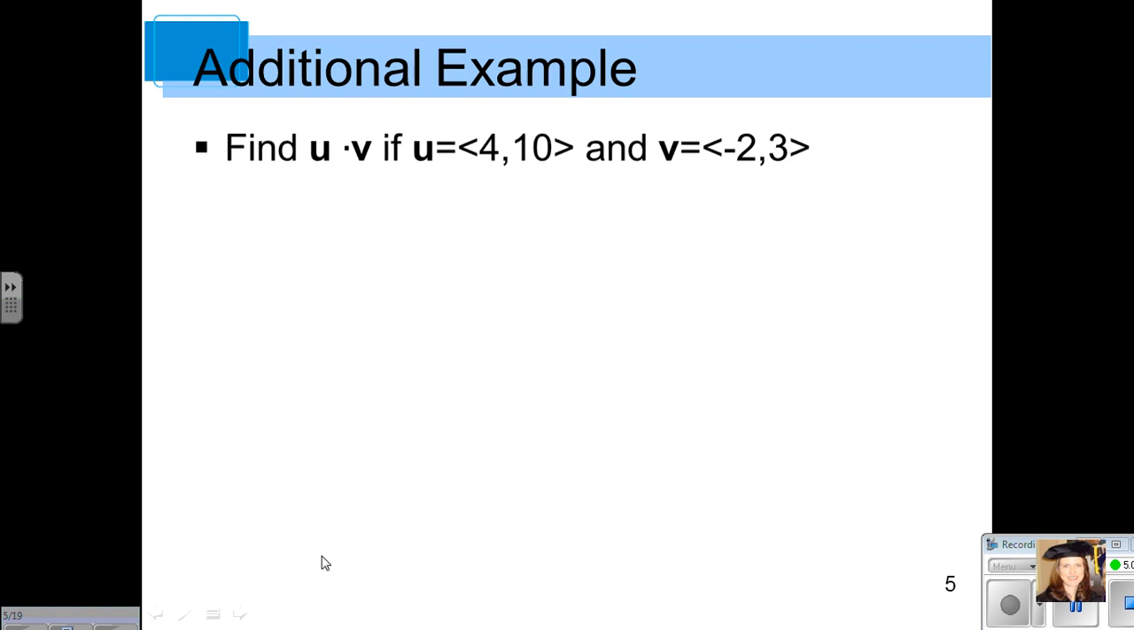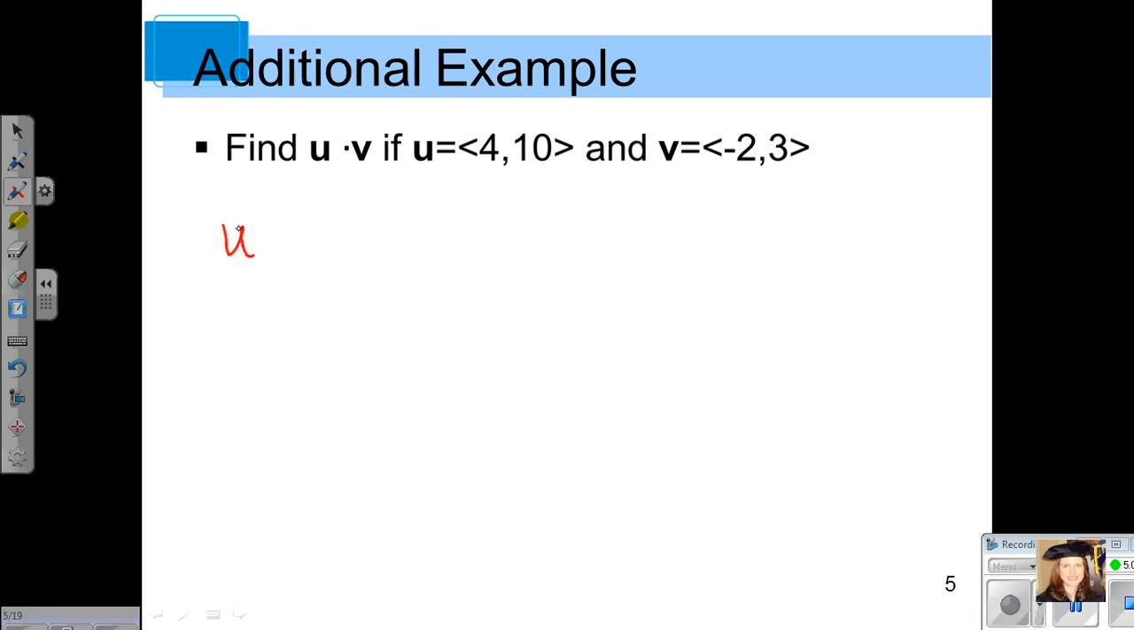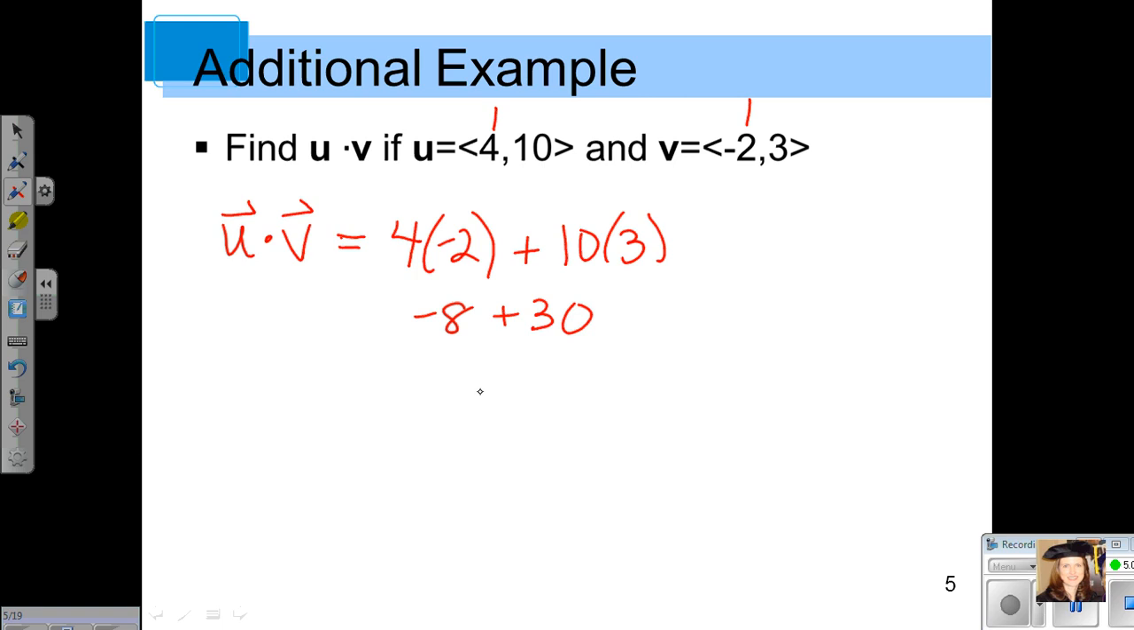Here's an additional example I'll work through with you. We want to find u dot v. If u has components 4, 10, and v has components -2, 3, let's find the dot product. All right, so what we're going to do is u dot v. We're going to multiply the corresponding components first, 4 times -2, and then we're going to add 10 times 3. That will give us -8 plus 30, which would be a single scalar of 22. That would be the dot product of u and v.